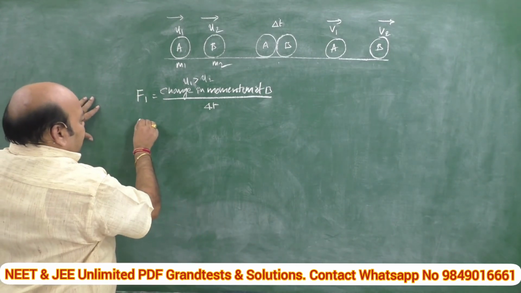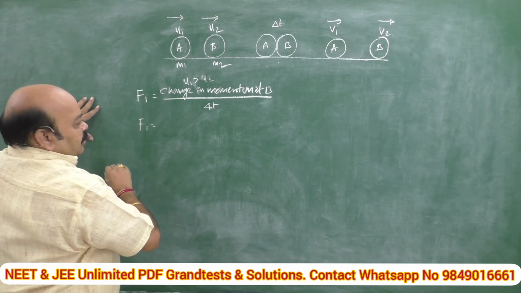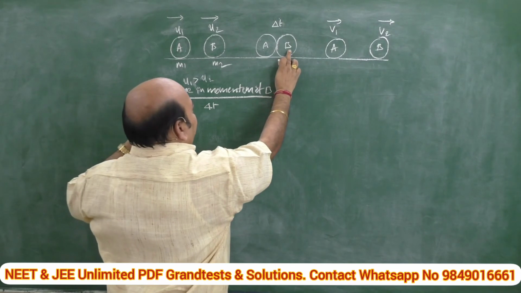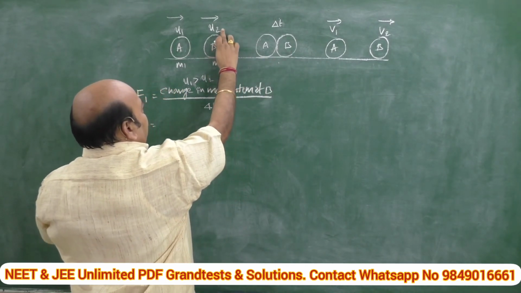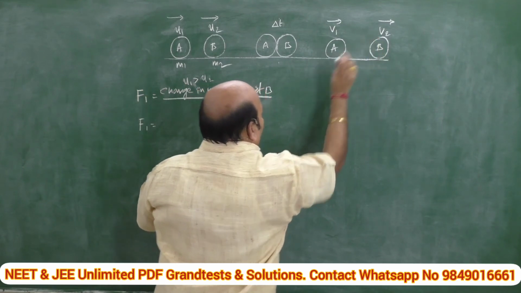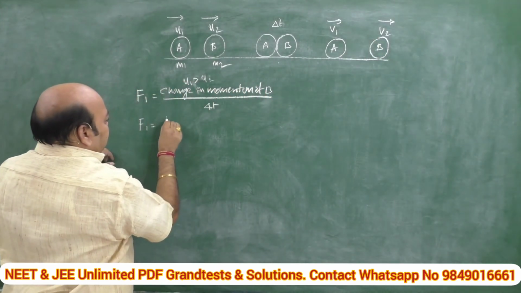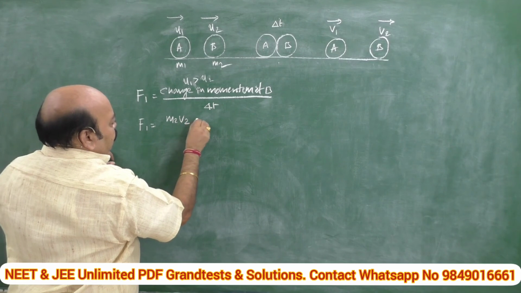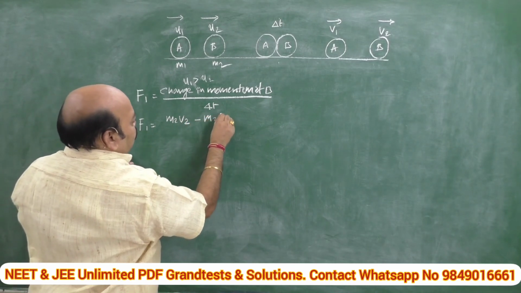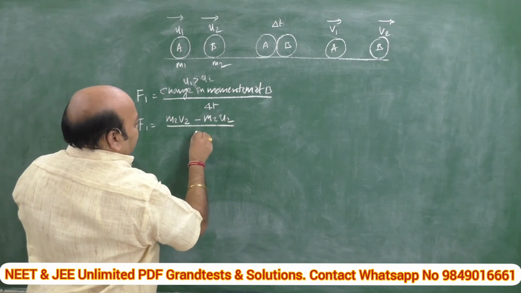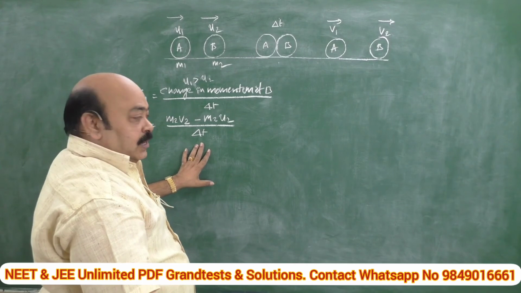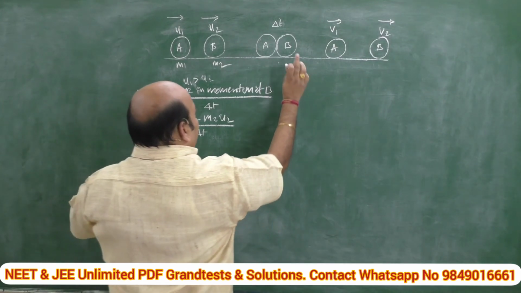Okay. Now see this. What is this F1? It is nothing but change in momentum of B. What is the initial momentum of B? m2 u2. After this, what happened? m2 v2. So what is the change in momentum? m2 v2 minus m2 u2 divided by what is the time of contact? Delta t.